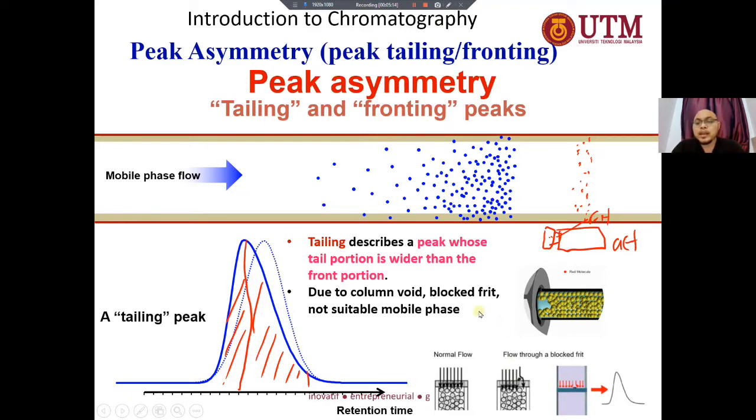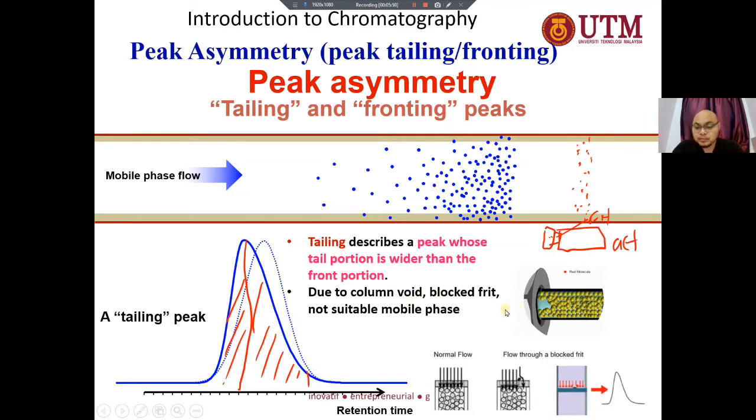Usually, if we have the problem of the tailing peak, we will try to change the frit first. We will open the column and change the frit with a new one. But if we already changed the frit and the peak is still tailing, it means it can be a column void. If the column void happens, usually we just buy a new column.